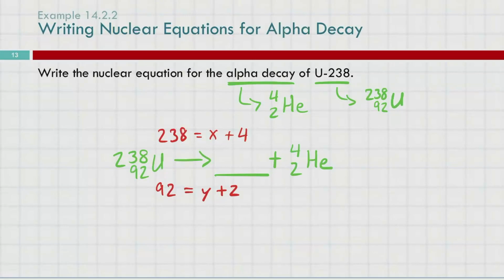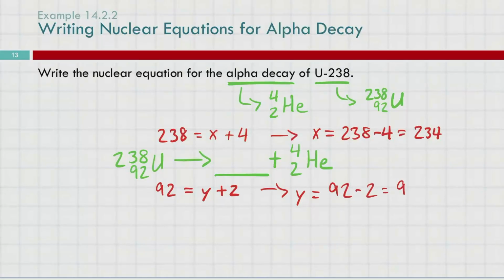And then we do a little bit of math. So solving for x, x is 238 minus 4, so it's 234. Solving for y, subtract 2 from both sides, and y is 92 minus 2, so it's 90. And then these numbers come back and fill in for our daughter nuclide. So 234 over 90.